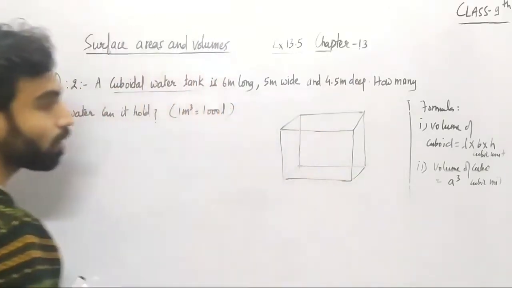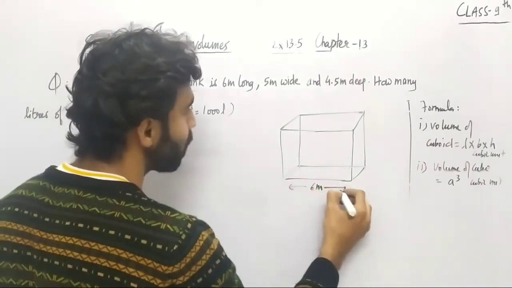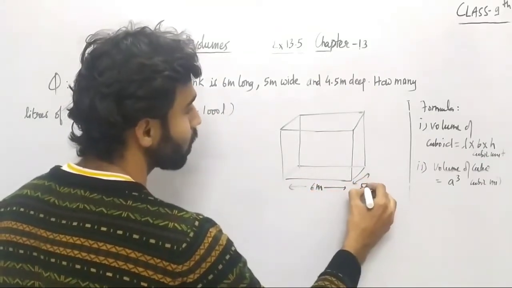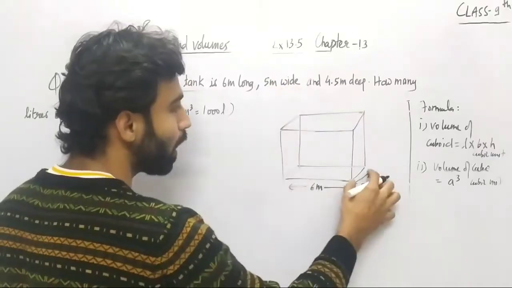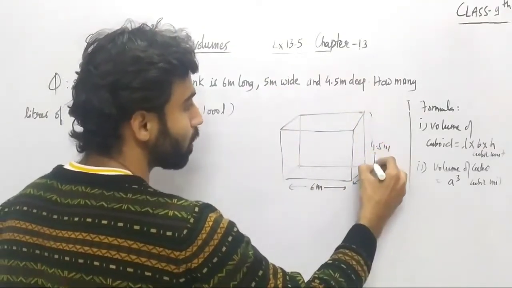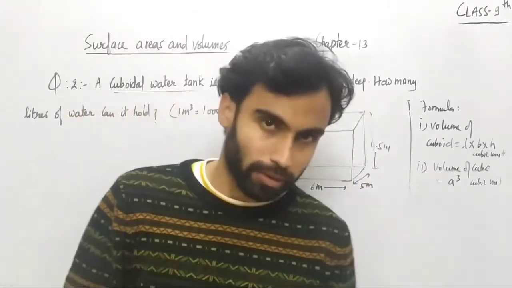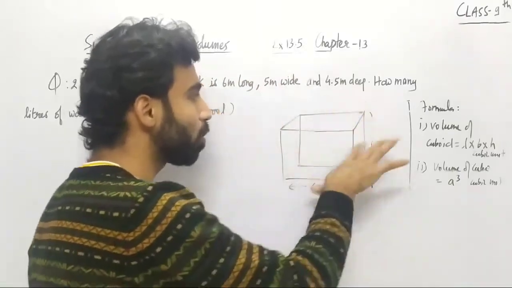So now this time you can see हमें यहाँ पे इसकी length जो है that is given to us as 6 meters, then the breadth is 5 meters, you can see the 5 meter wide, then the height is simply 4.5 meters, right? So ये deep है, that is the height here of this cuboidal water tank, right? So यहाँ पे हमें dimensions given है इस cuboidal water tank की.